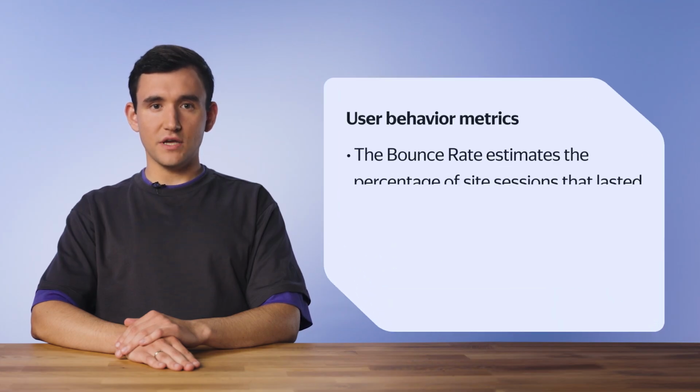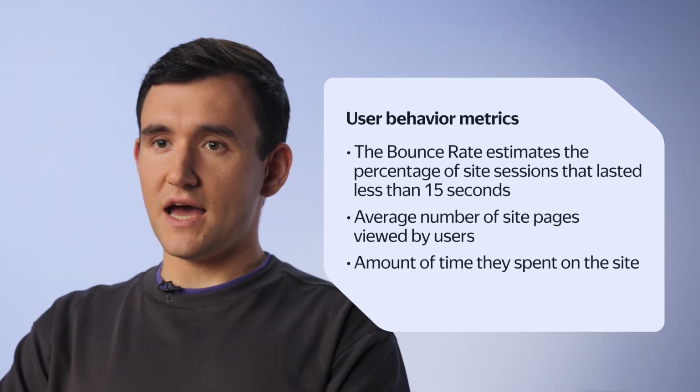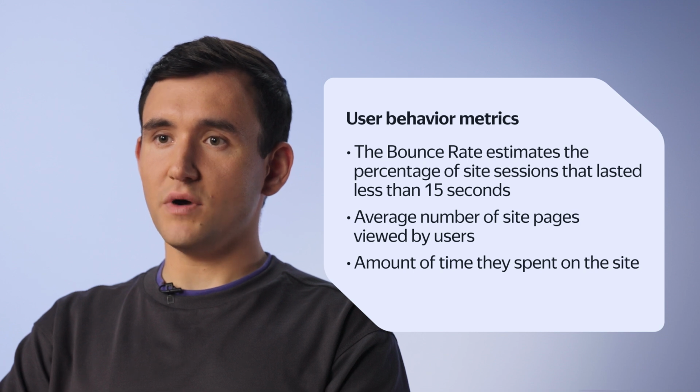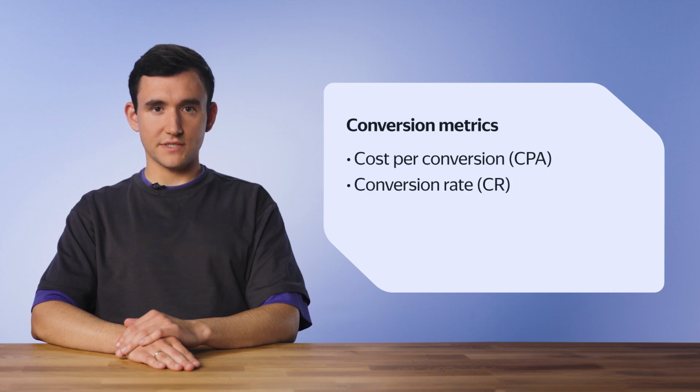The next category is user behavior on the site. The bounce rate will help you estimate the percentage of site sessions that lasted less than 15 seconds, indicating low quality of the user's exposure to the ad. You can also determine the average number of site pages viewed by users and the amount of time they spent on the site. The fourth category represents conversion metrics.